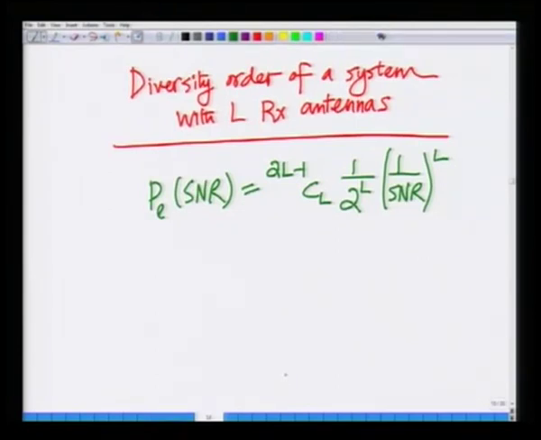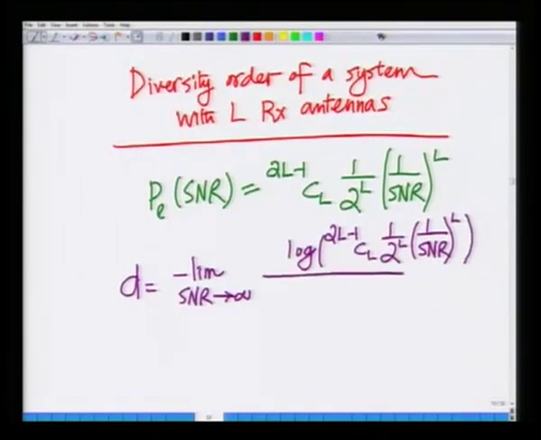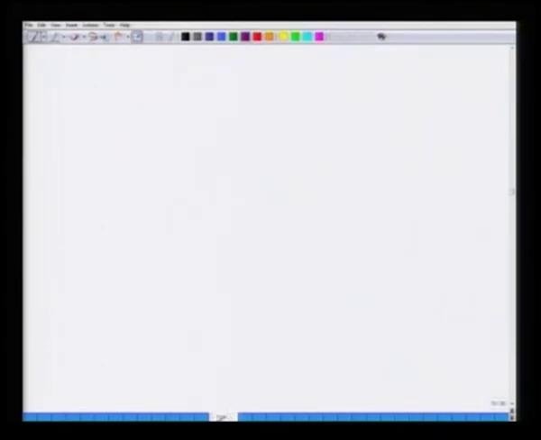This I can use to compute the diversity order now as D equals minus limit SNR tending to infinity log of 2L minus 1 CL, 1 over 2 power L, 1 over SNR to the power of L, divided by log of SNR. So, diversity order is minus limit SNR tending to infinity log of 2L minus 1 CL into 1 over 2 power L into 1 over SNR power L divided by log of SNR. This can be simplified as follows.